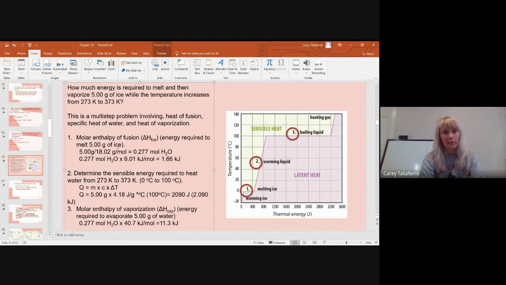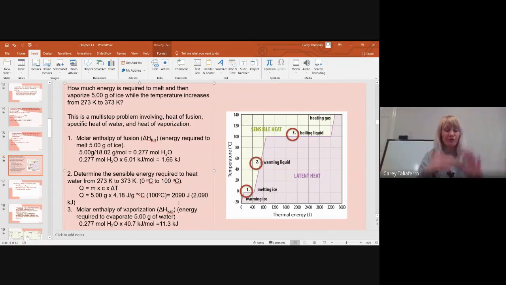So I'm going to look up the heat of vaporization, which happens to be right here, 40.7 kilojoules per mole. I multiply that by 0.277 moles of water, and then I get 11.3 kilojoules. Okay, so everything now is in kilojoules. So the final answer would be 11.3 kilojoules plus 2.09 kilojoules plus 1.66 kilojoules. Basically I'm adding step 1 with step 2 and step 3. That is my total amount of energy required.